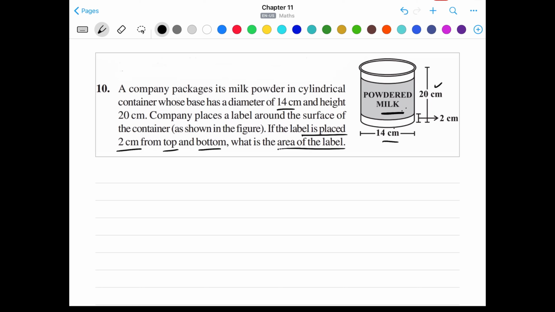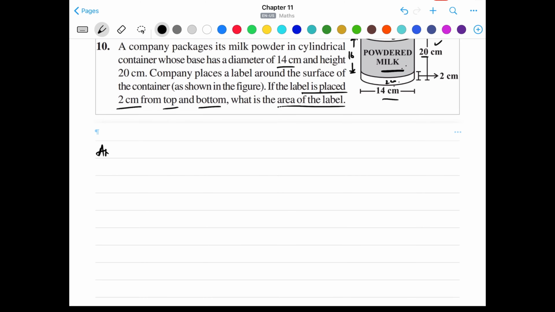But the height of the cylinder is given, which is 20 centimeter, and this label is placed leaving a space of 2 centimeter on the top and 2 centimeter at the bottom. So total 2 centimeter plus 2 centimeter is 4. That means the height of this label will be 16 centimeter. So by using this measurement we can calculate the area of the label. So let's write answer number 10.